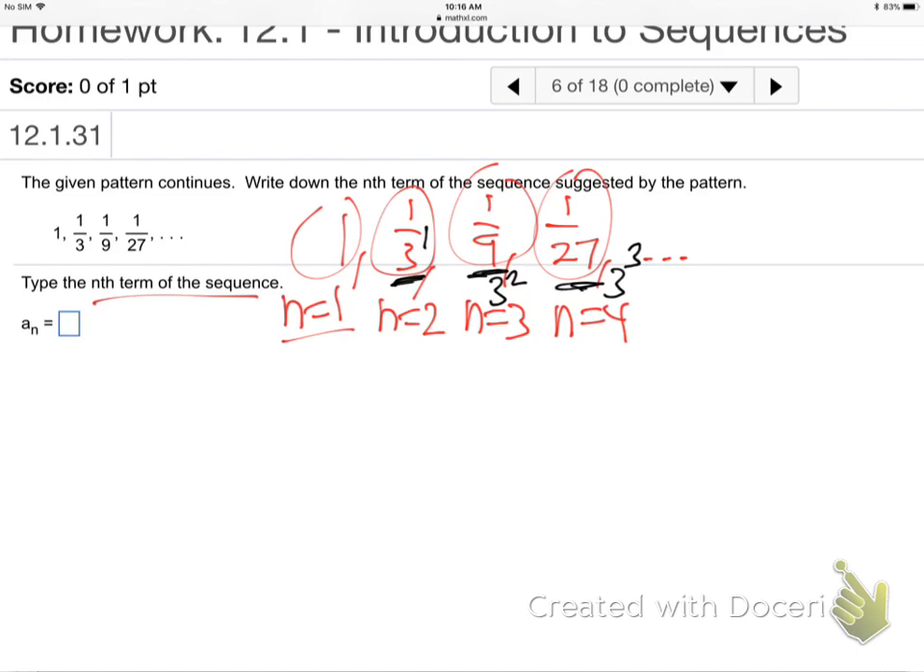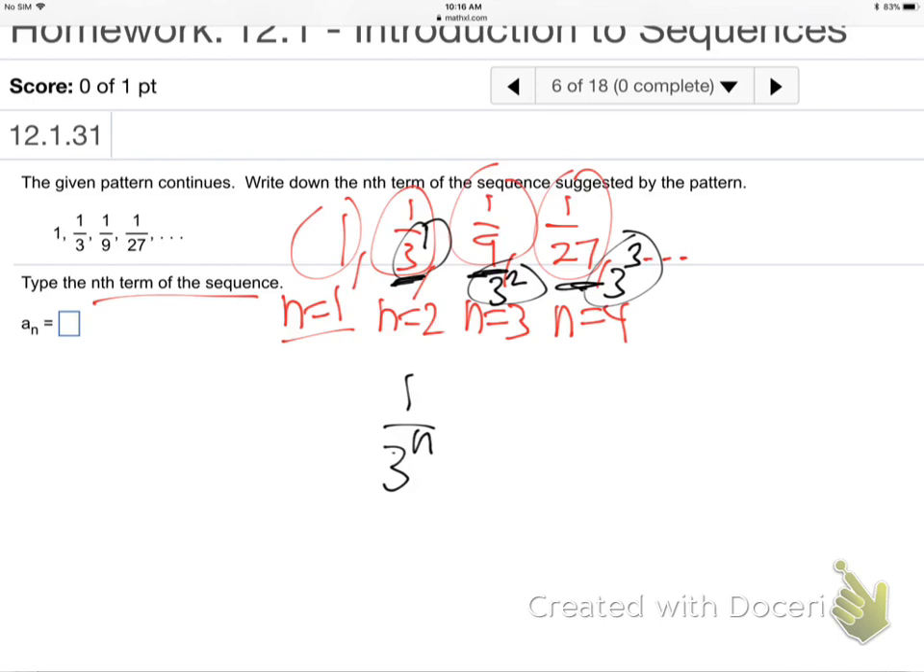Just, you with me so far? It looks like a pattern of 3 to the 1, 3 to the 2, 3 to the 3. So 1, 3 to the nth power? No, like with the 1 on top. Okay, 1 over 3 to the n, like that? It's not a bad idea. What do you think about that? Is that right?